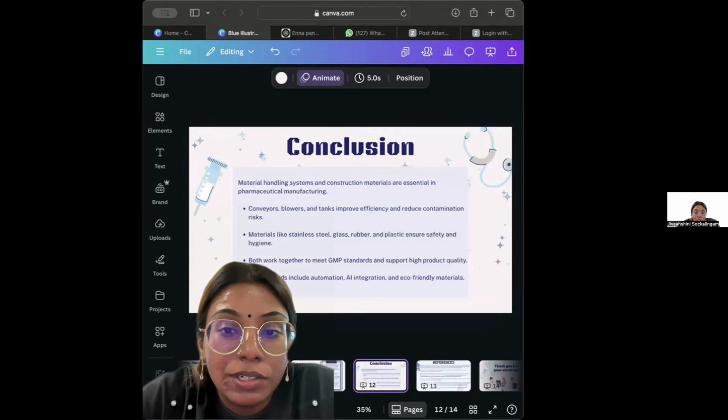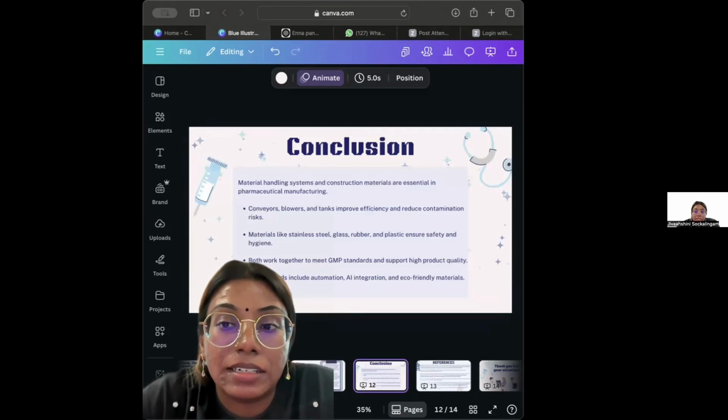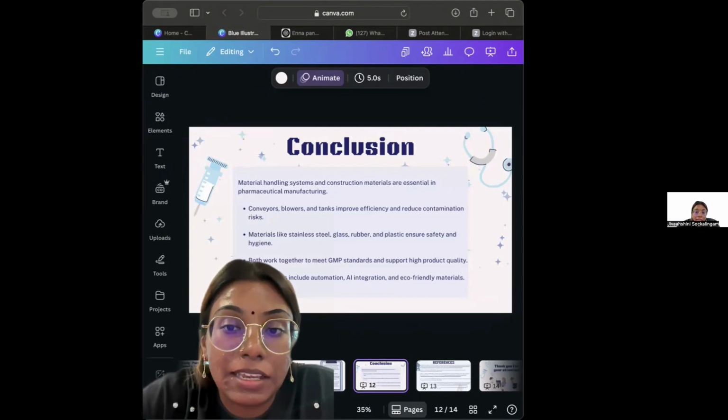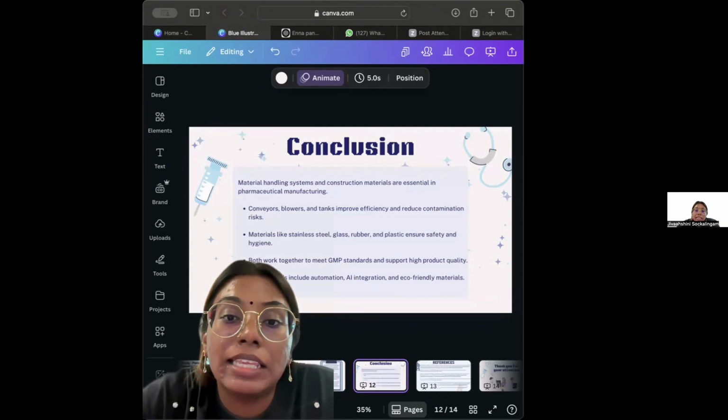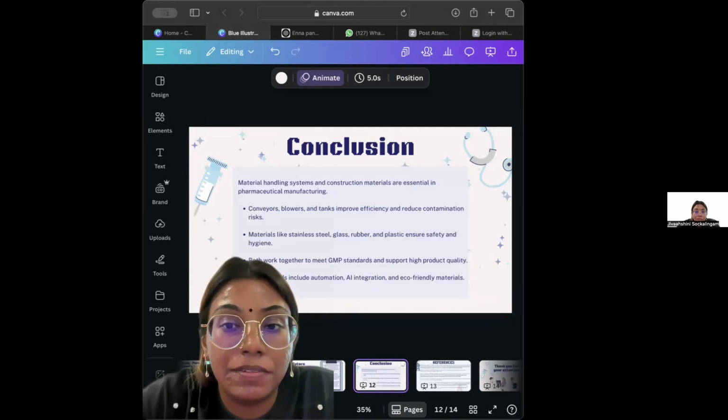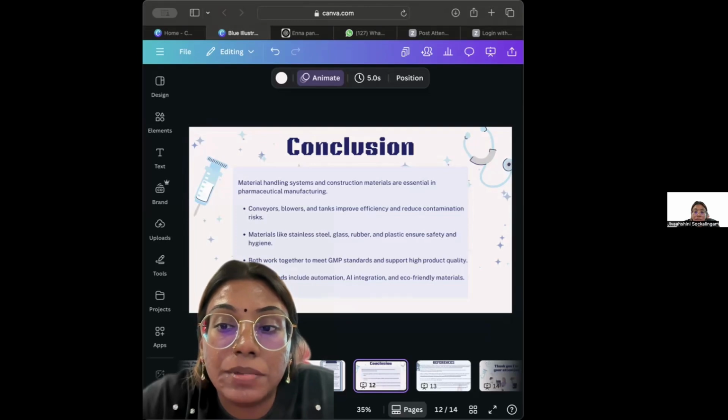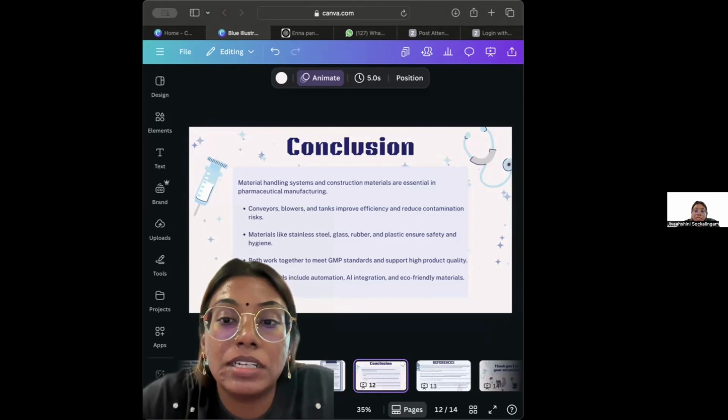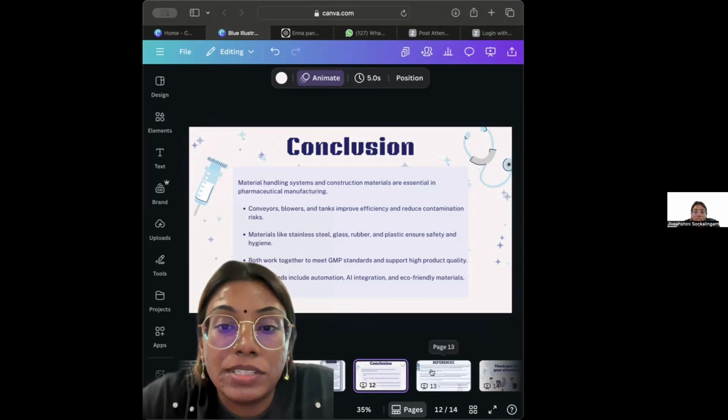And to conclude, both material handling systems and construction materials form the foundation of efficient and safe pharmaceutical manufacturing. They help to maintain quality, prevent contamination, and also support regulatory compliance. As the industry evolves, advancements in automation and sustainable materials will continue to transform how pharmaceutical products are produced.